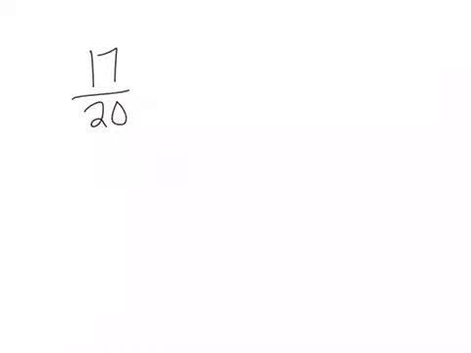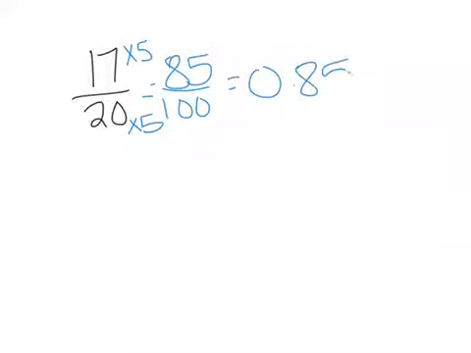So here we go. We've got 17/20. We're not going to do top dog in the house because I know that I can get the denominator of 20 to be 100 pretty easily. So I'm going to just times it by 5, and I'm going to do the same to the numerator, and I get 85. So we've changed it to 85 hundredths. Again, that is 85 hundredths as a decimal.